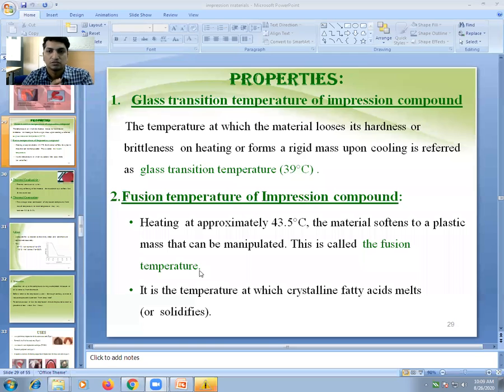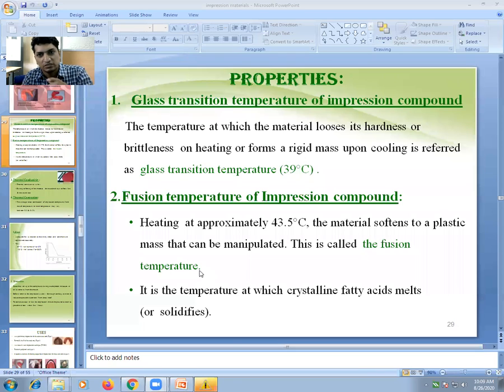Suppose, same thing, we have taken a water bath of 60 to 65 degrees centigrade. I put solid impression compound into the water. So from 25 degrees centigrade it comes to 39 degrees centigrade. At 39 degrees centigrade, what happens? It starts to soften.